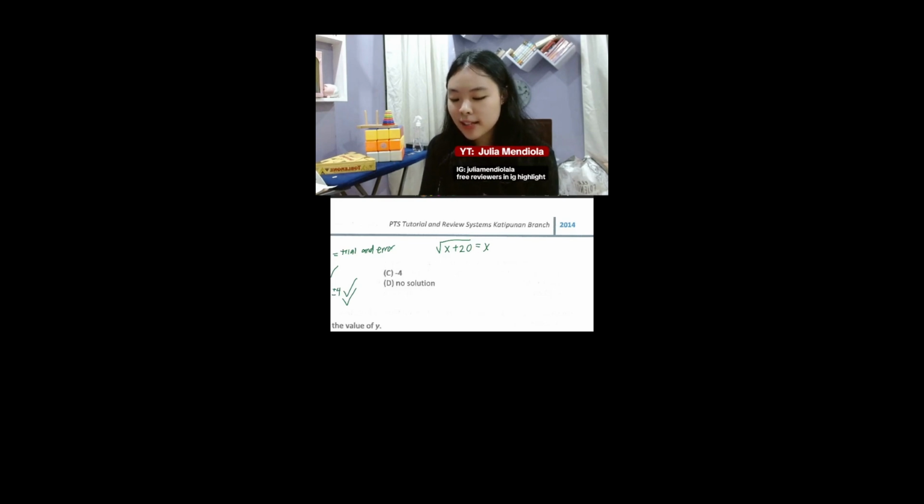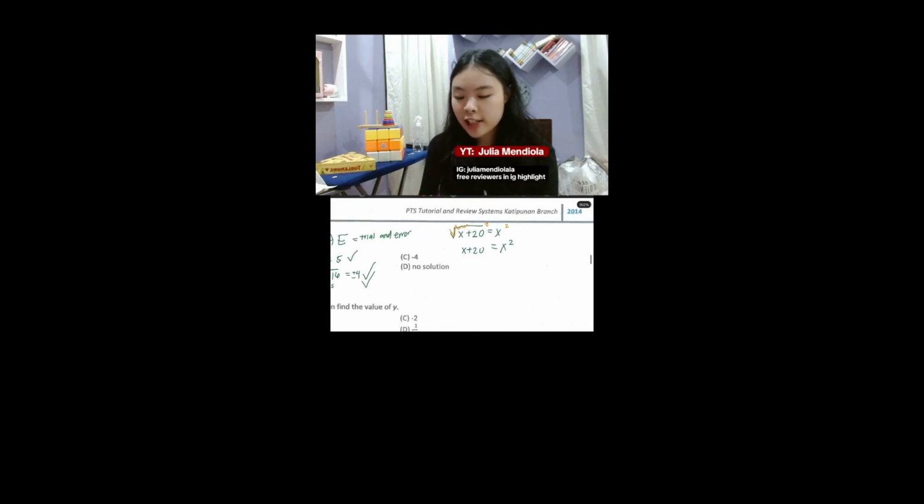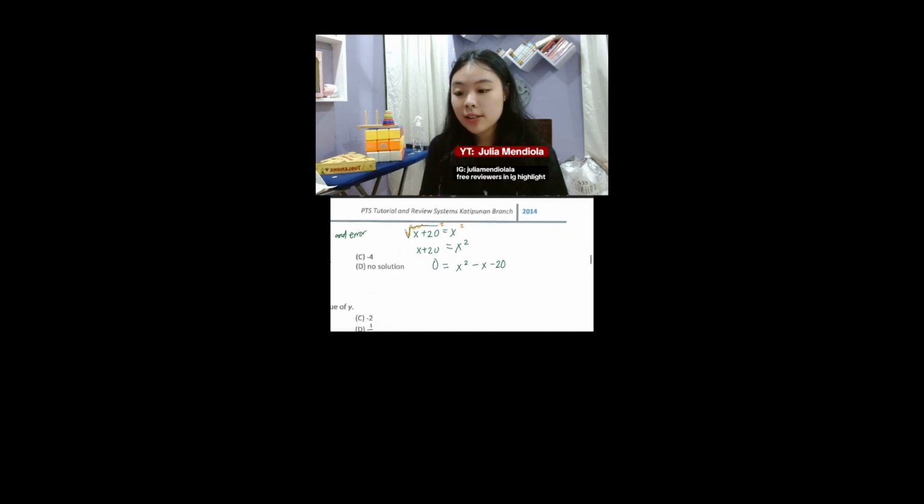So, square both sides. This will give us x plus 20 is equal to x squared. Mawawala ang radical dito. Mawawala siya kasi square natin siya. Yes, we already used the TAE method. Okay? We already solved it. We're just trying to go the long way. Tapos, transpose na natin. So, what we get is, i-move natin ang x dito. That will give you x squared minus x minus 20 is equal to 0. Now, we just have to solve for x.